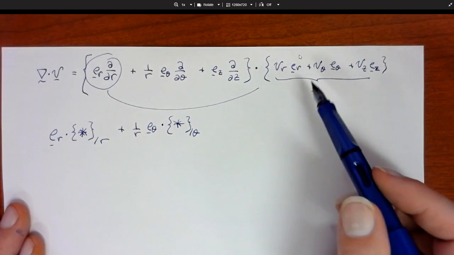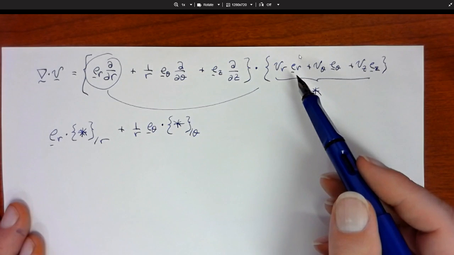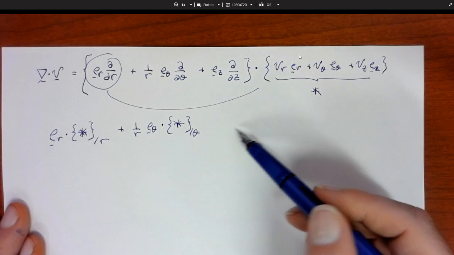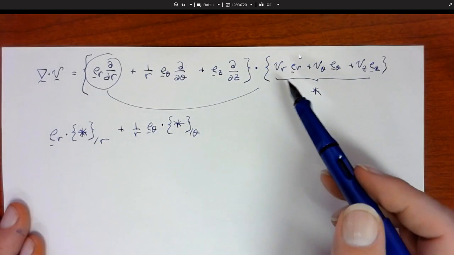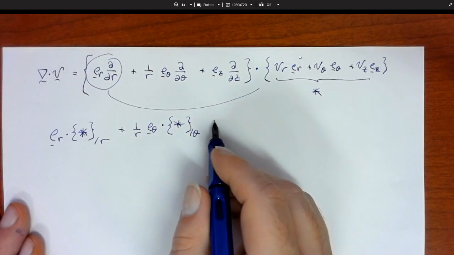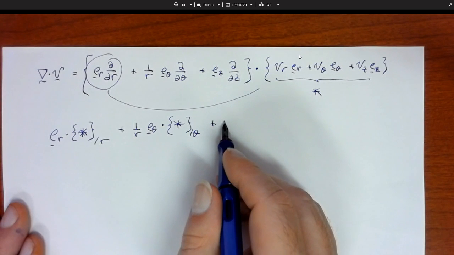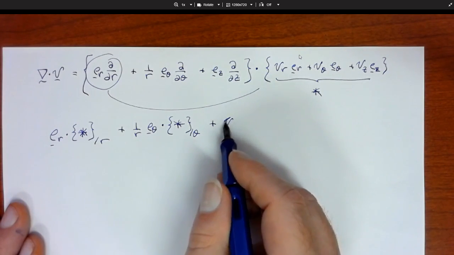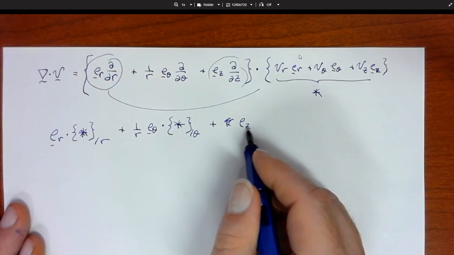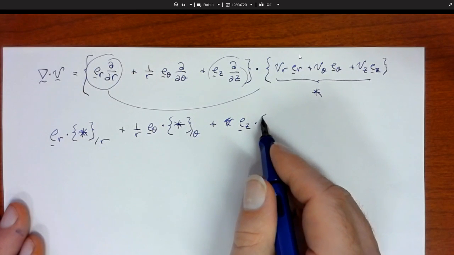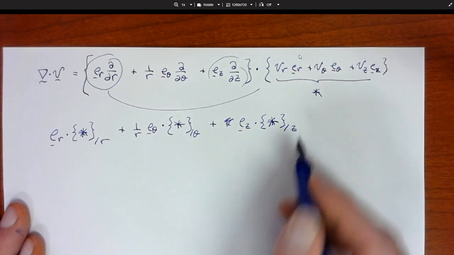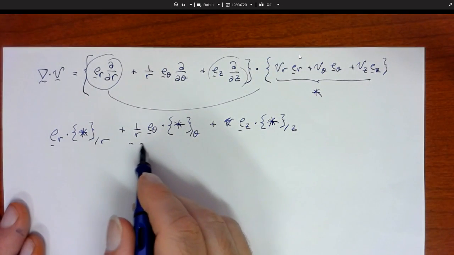Now this is where it's going to come in, because both ER and E theta are going to change with respect to theta. So not only do we take the derivatives of the components, but we'll also take the derivatives of the unit vectors. And then finally, this term operating on this, so it'll be EZ dotted with all that star stuff, partial derivative with respect to Z. So this one is the one that's going to cause us some problems.